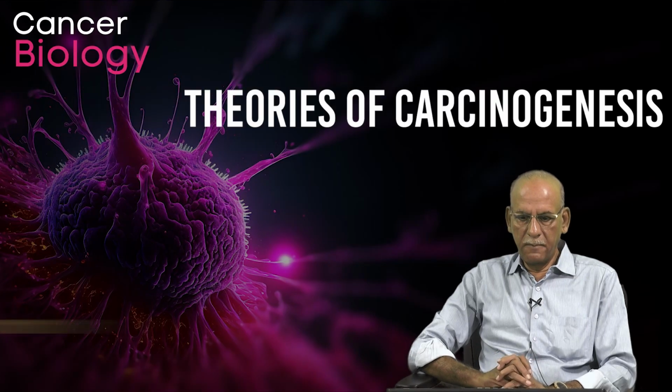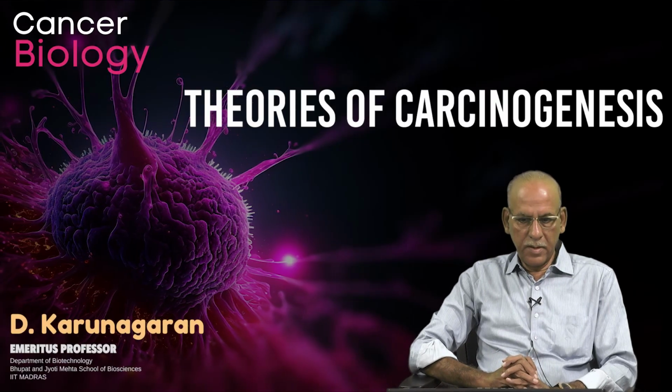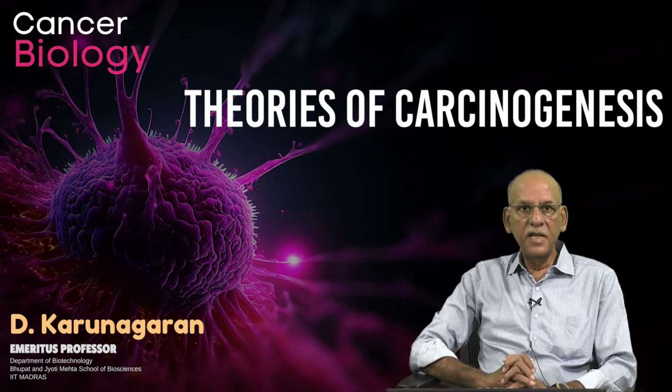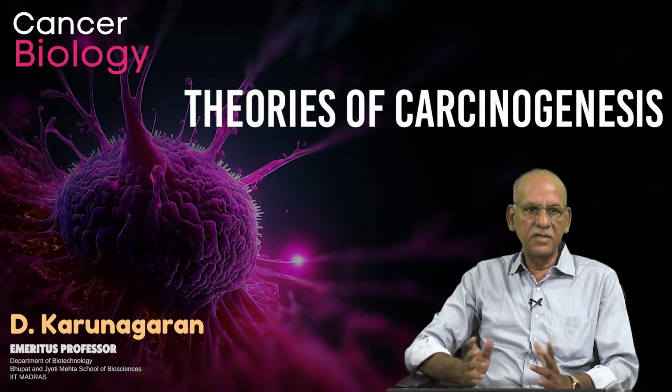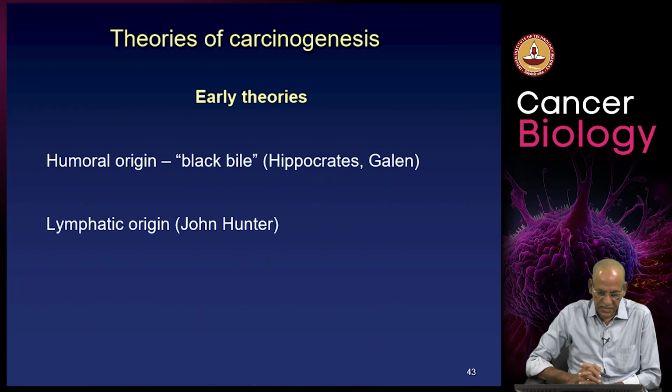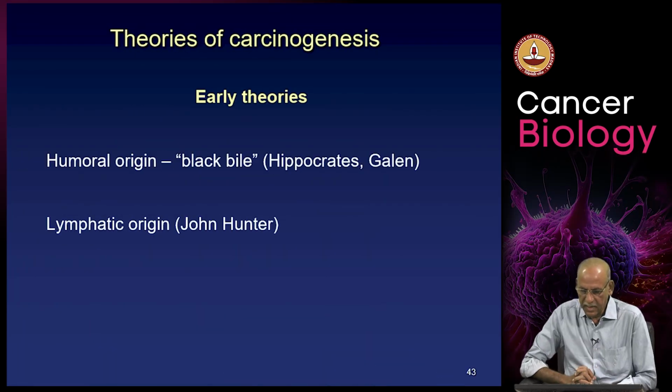Today we will try to discuss some of the theories of carcinogenesis, how the cancer developed. Of course, in the earlier days, people had different opinions, especially in the time of Hippocrates and Galen, it was thought to have humoral origin. They called it black bile.